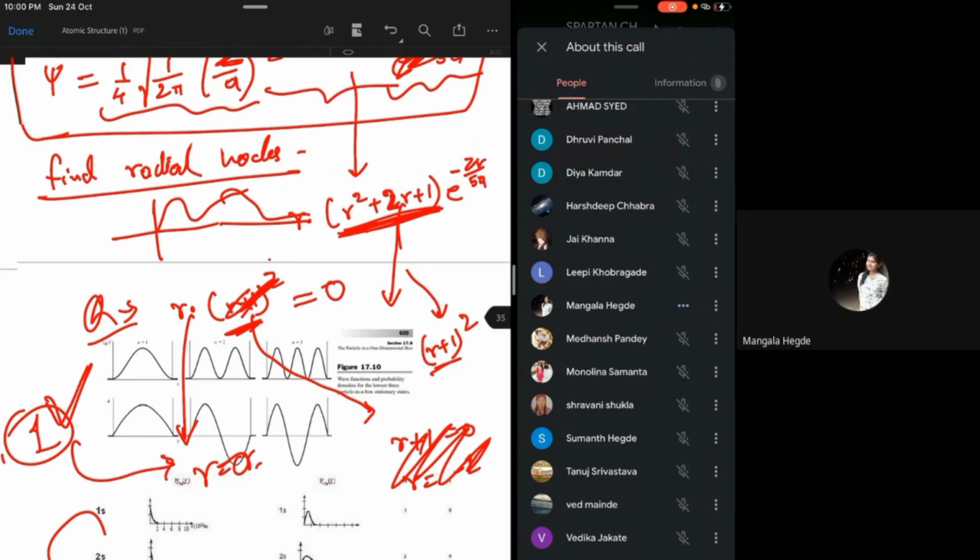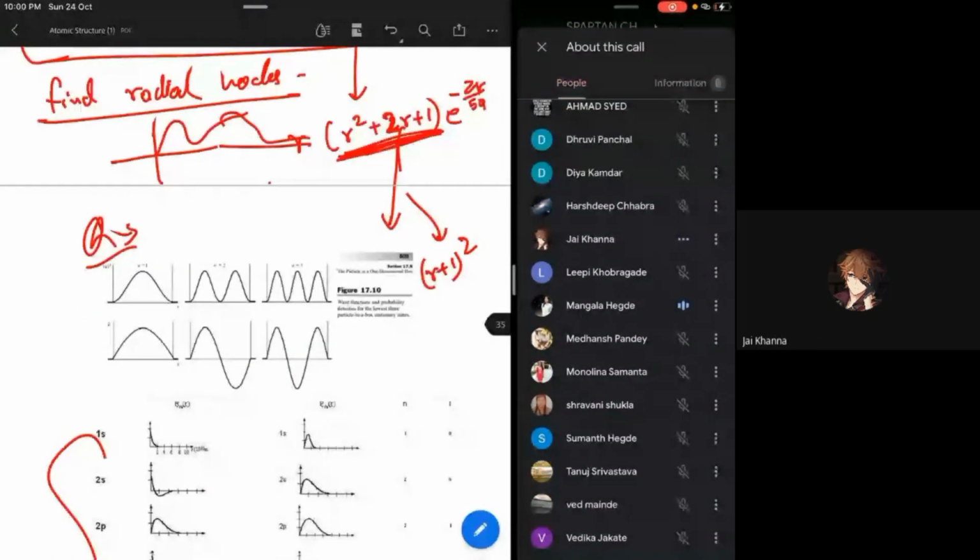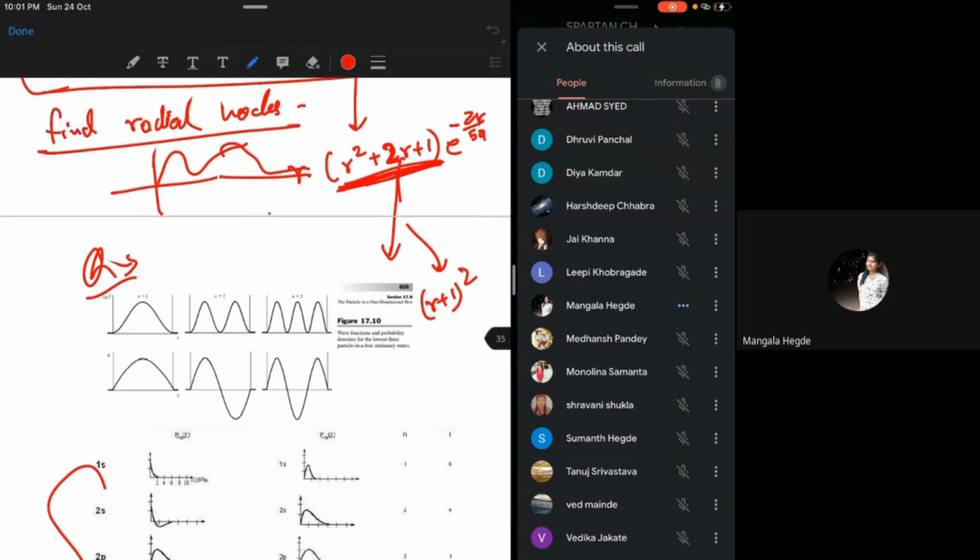Sir, Jay? I have a doubt. Yes, sir, go ahead. Sir, if r is equal to 0 gives one radial node, then when r is equal to 1, will it have two radial nodes? No. Okay, then put r equals 1. What will you get?